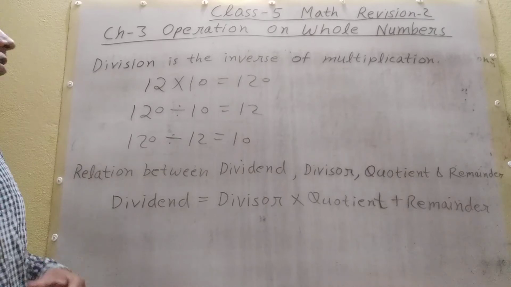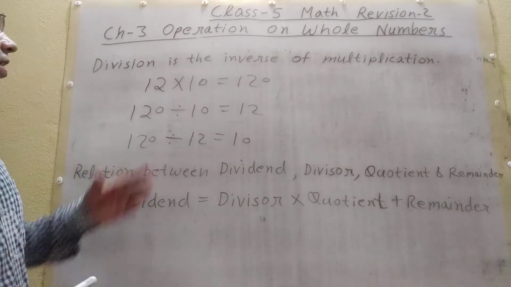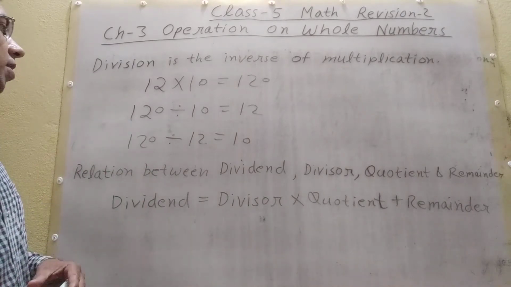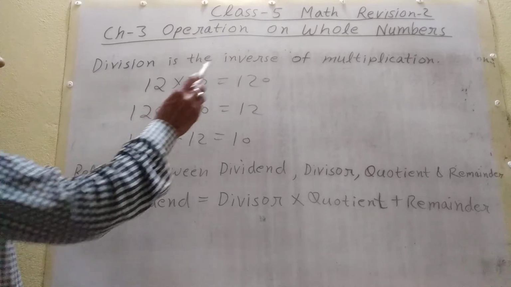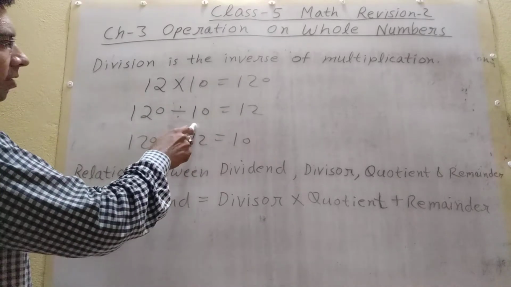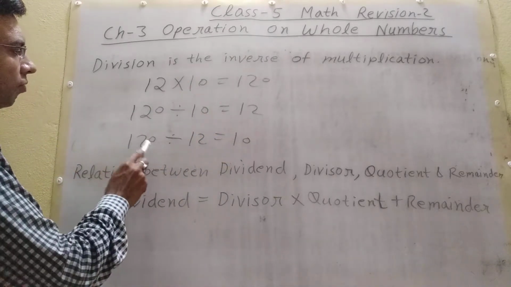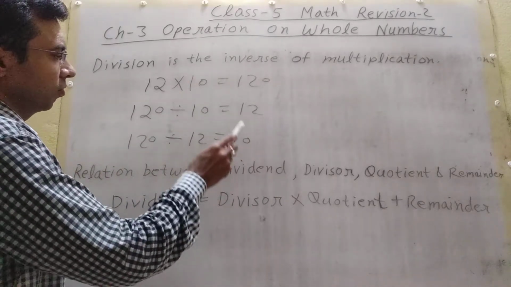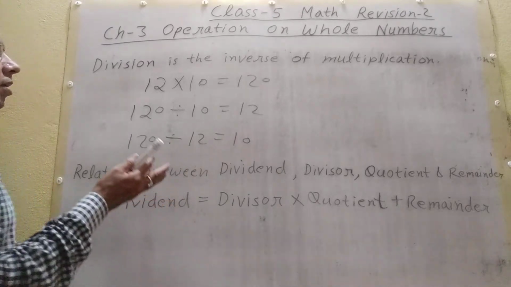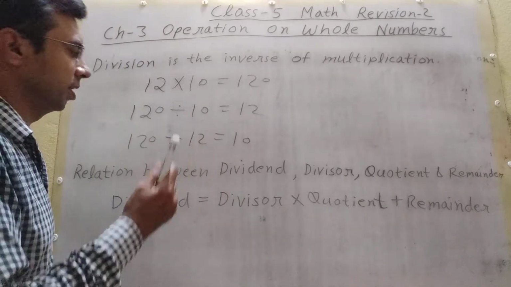Division is the inverse of multiplication. 12 multiplied by 10, we get 120 as a product. When we divide this 120 by 10, we get quotient 12. When we divide 120 by 12, we get quotient 10. So division is the inverse of multiplication.